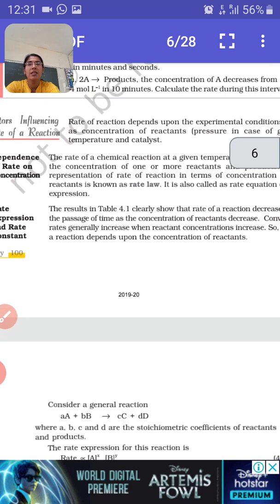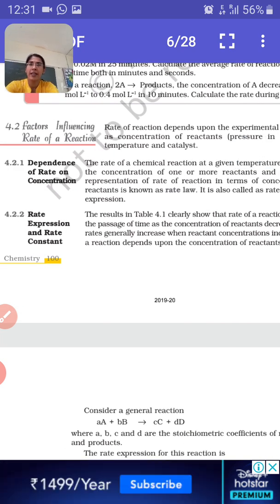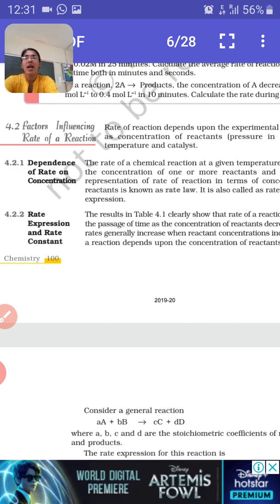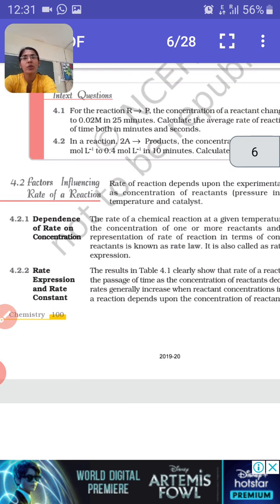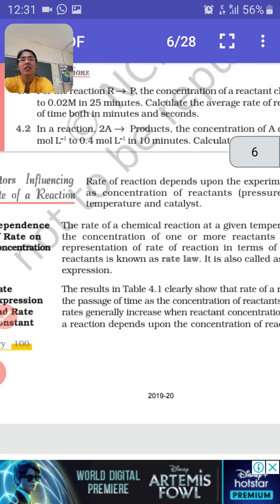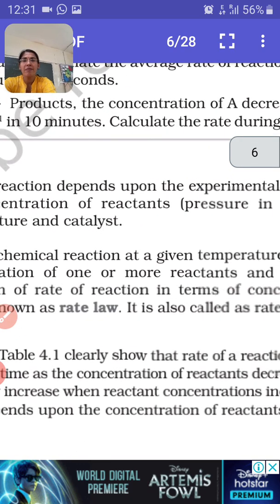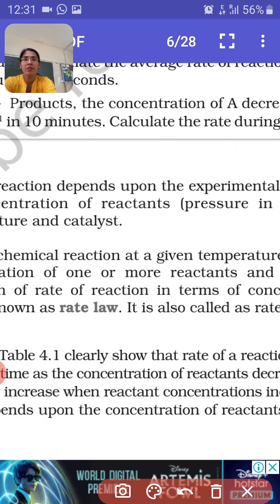Now, children, till yesterday we have studied the instantaneous rate of reaction and the average rate of reaction. Today we shall be studying the factors influencing the rate of reaction. See, children, there are three main factors which influence the rate of reaction.